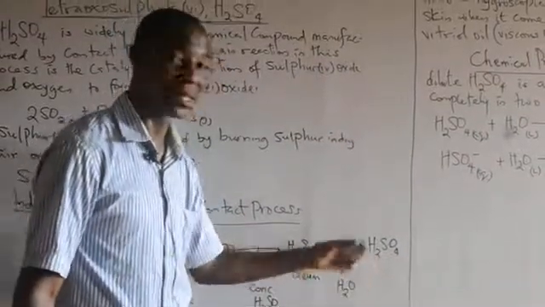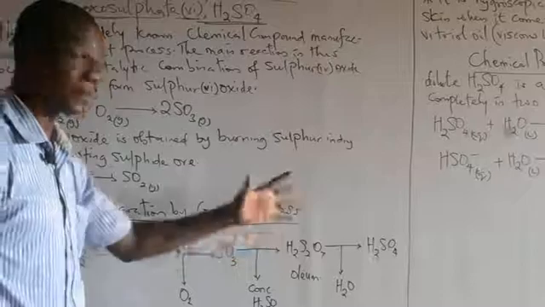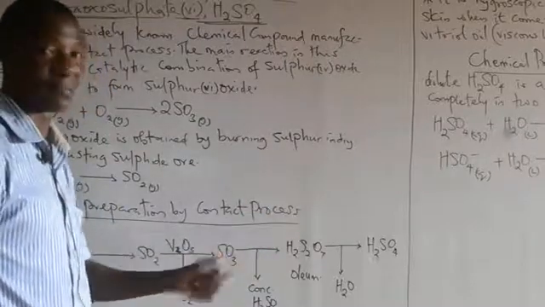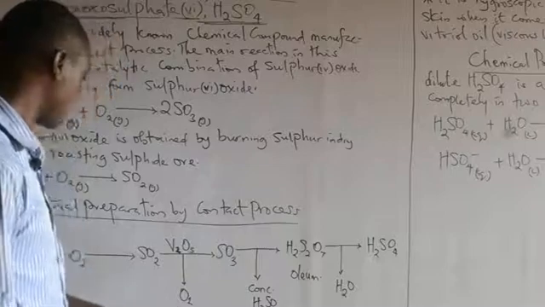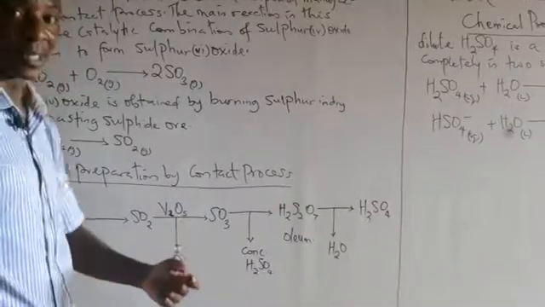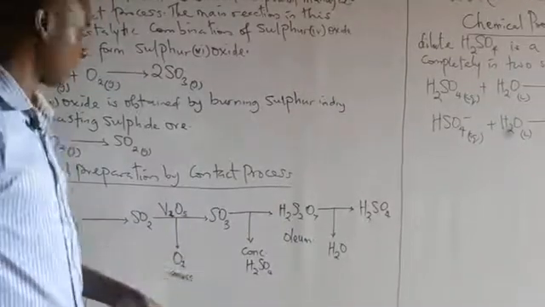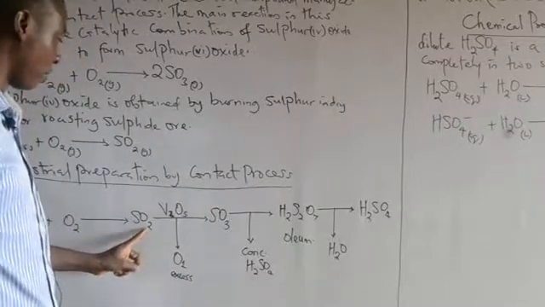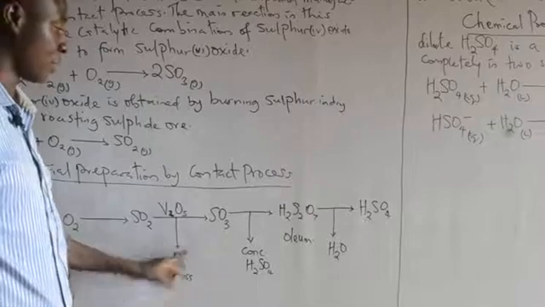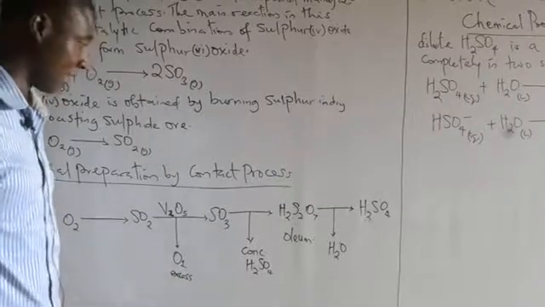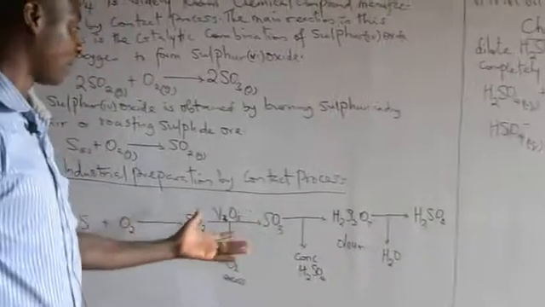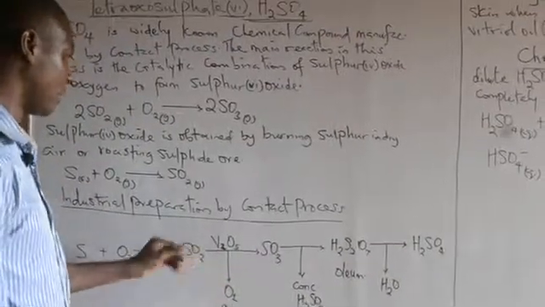So you can see that these are the steps involved during the industrial preparation of tetraoxosulphate 6 acid by contact process. It's only one stage that involves a catalyst, which is the stage where sulfur 4 oxide reacts with excess oxygen to form sulfur 6 oxide. So study this contact process very well. You will know that it's very interesting.